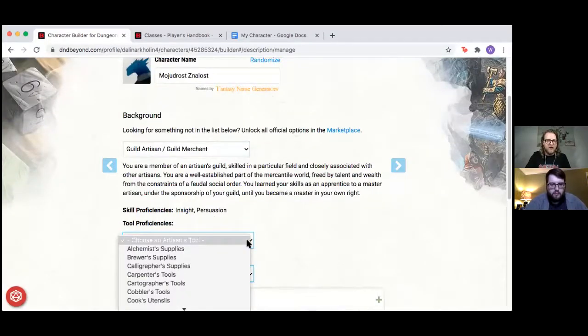So I'm going to select that as my background. Now I get to select some artisans tools. I'm a book kind of guy. Again, all these decisions would be a lot harder to make if I hadn't thought about my character beforehand. So Shannon and I can't stress enough thinking about your character's background.